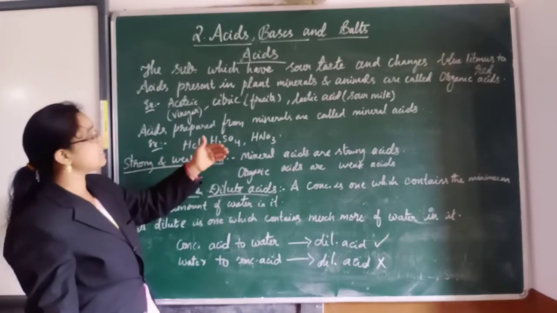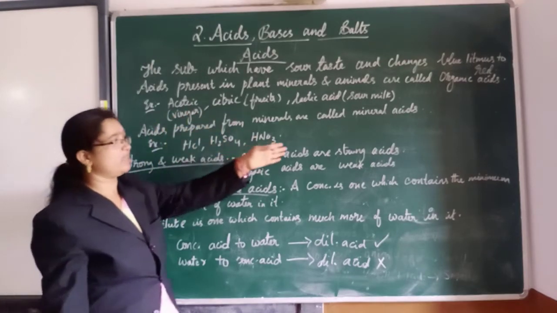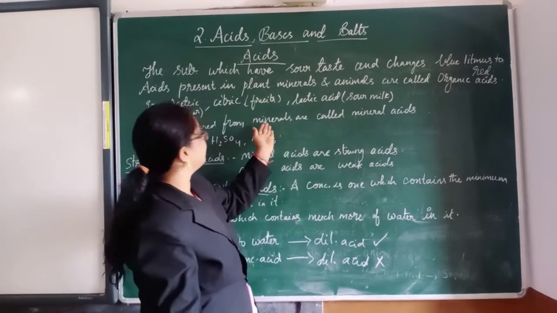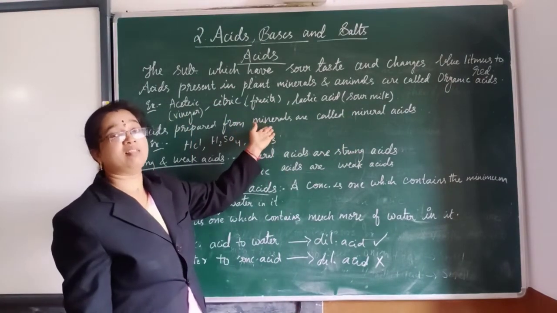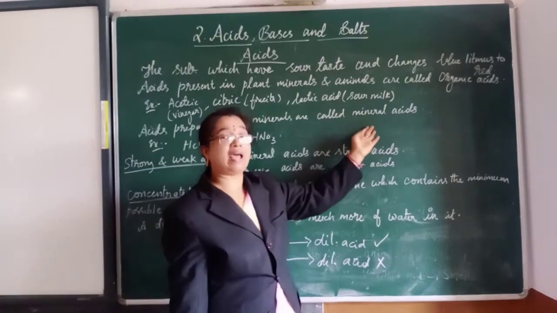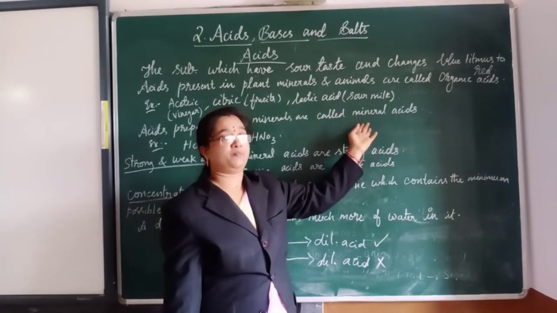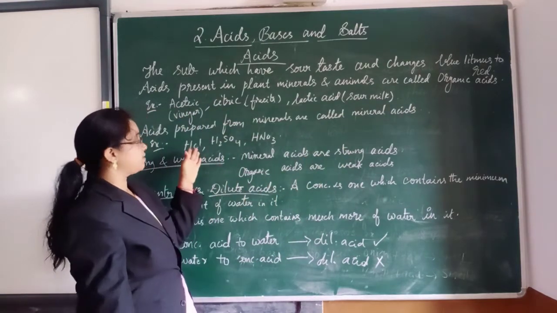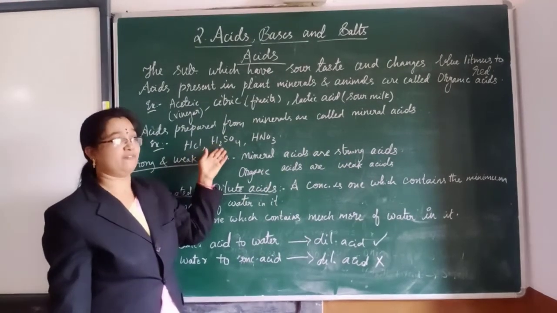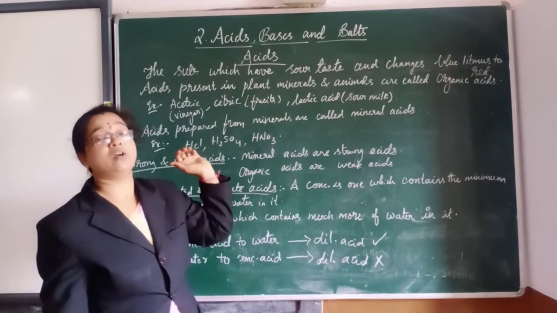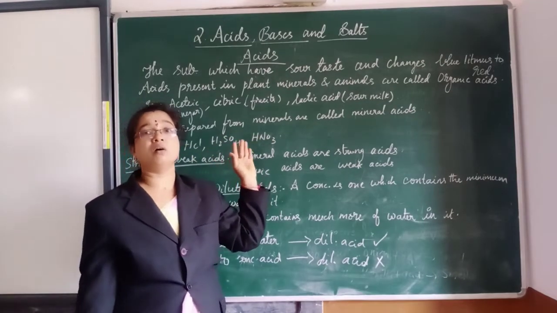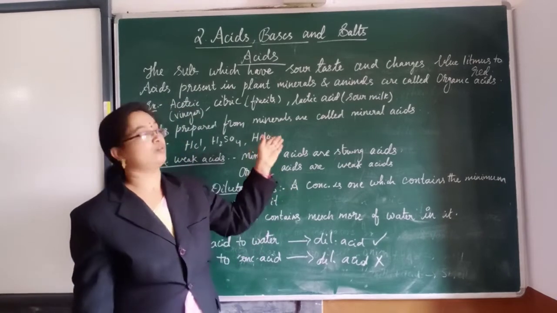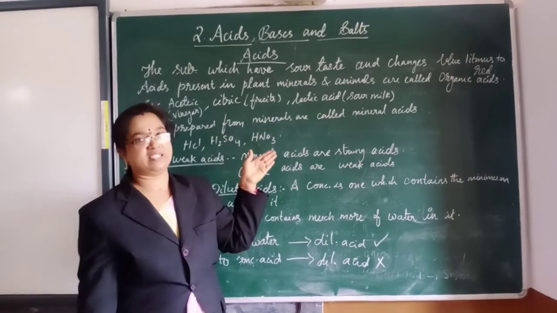And the next acids are mineral acids. In the name itself it is there, mineral acids, the acids which are prepared from minerals. That type of acids are called mineral acids. Okay, these acids are man-made acids. Examples: hydrochloric acid, sulfuric acid, nitric acid. All these are examples of mineral acids. These are very dangerous acids. We cannot consume these types of acids.